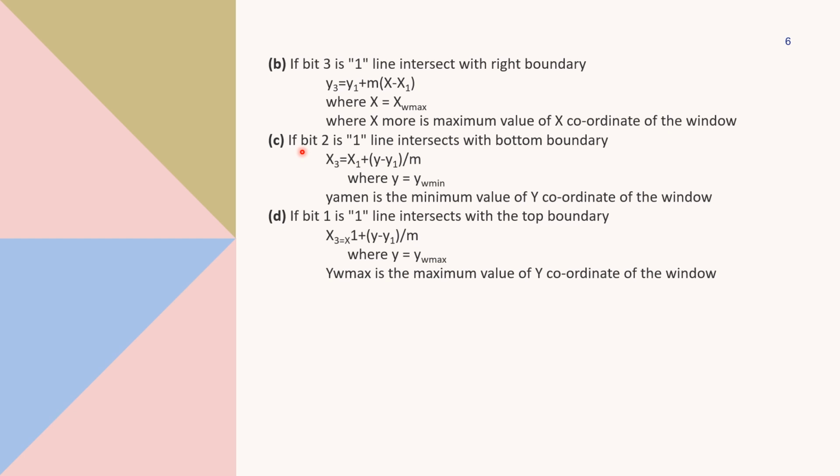And next, if bit 2 is 1, then the line intersects with the bottom boundary, and we can find this bottom intersection point using the formula x3 = x1 + (y - y1) / m, where y represents the y coordinate of the window. And at last, if bit 1 is 1, then we can say that the line intersects with the top boundary, and we can find it using the formula x3 = x1 + (y - y1) / m, where y represents the y coordinate of the window.